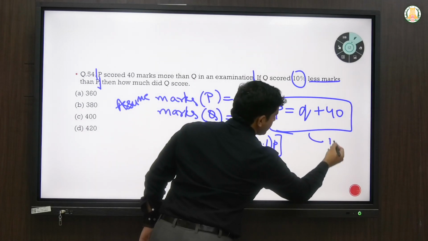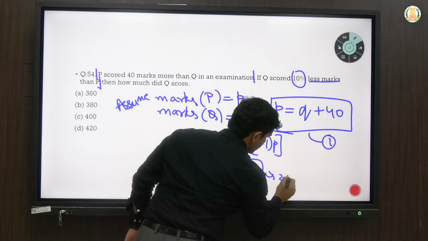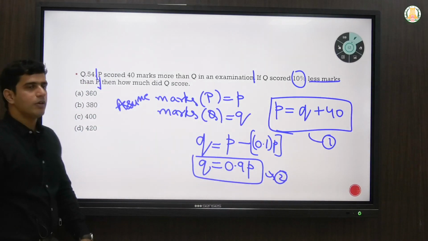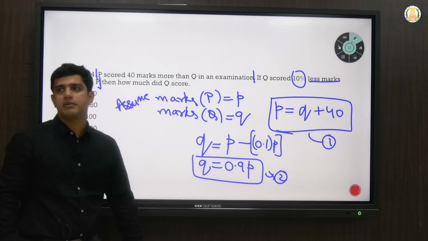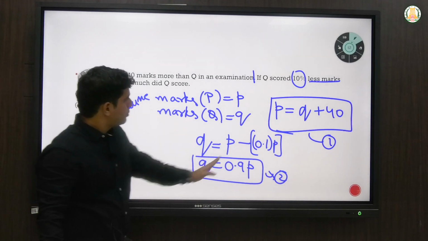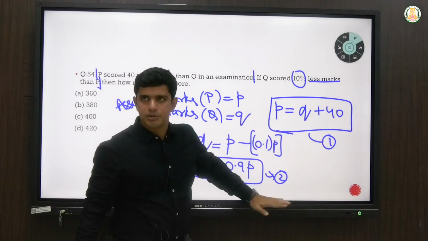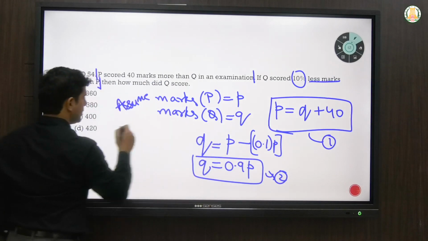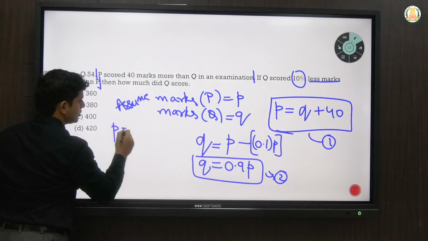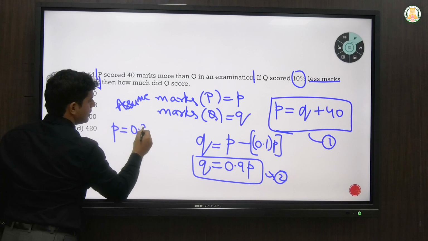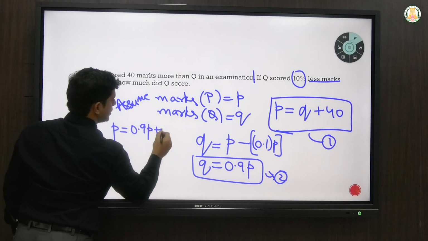Okay, so this is my first equation I got, and this is my second equation I got. Now you know Q is 0.9 of P. So you put Q here, substitute 2 in 1, what will you get? P is equal to 0.9 P plus 40.